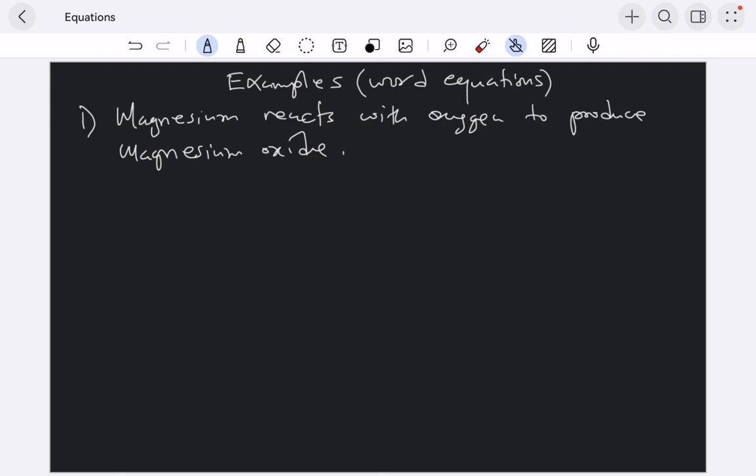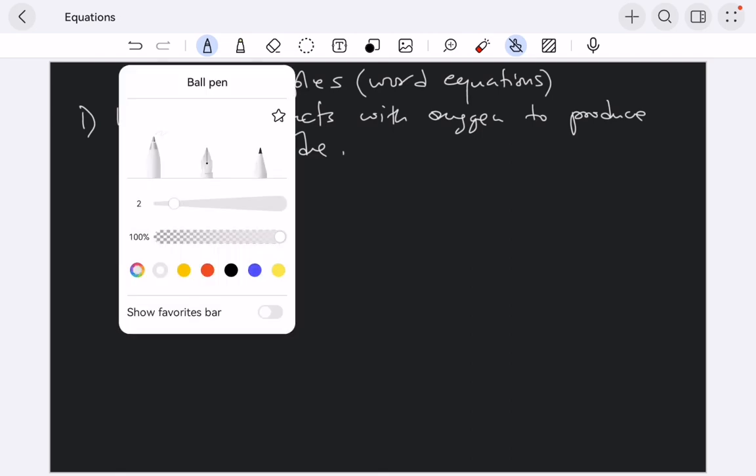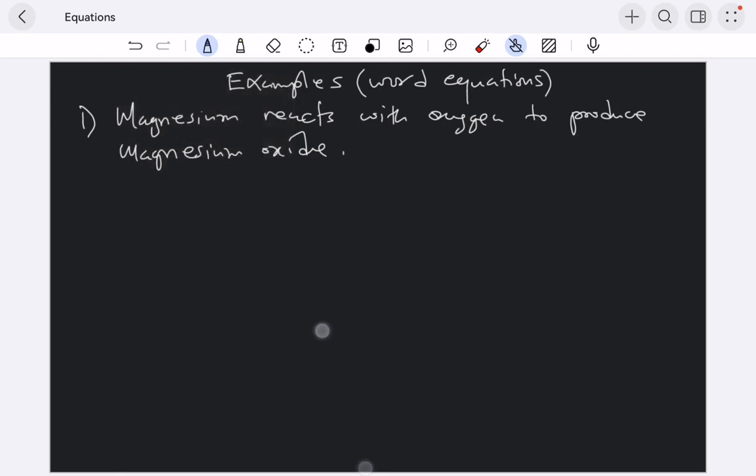What does reacts with mean? What does to produce mean? So this will be written as magnesium. Reacts with means plus oxygen. Then to produce means arrow. Then magnesium oxide.